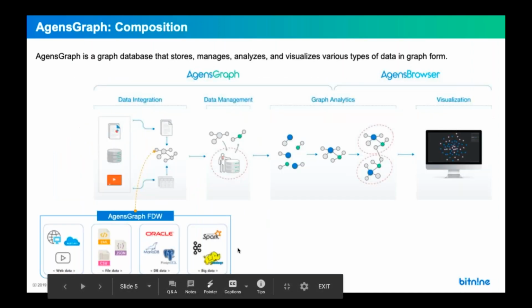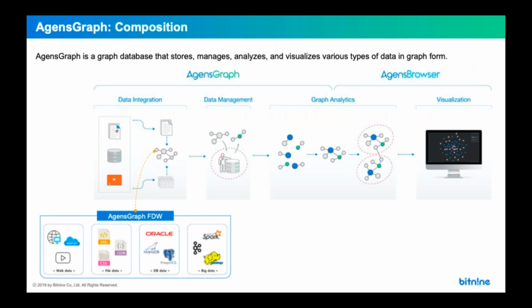At the same time, it's really easy to ingest and import your data in Agents Graph. You can simply use Agents Graph FDW, which gives you the capability of bringing your data into Agents Graph from different sources. It can be web data, file data, data from different databases, and also, as I mentioned, big data.